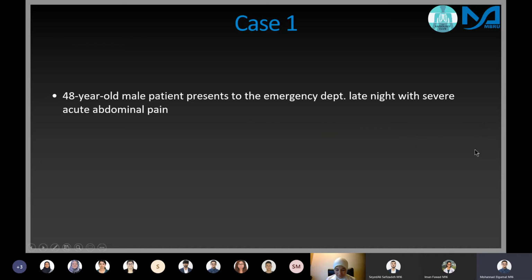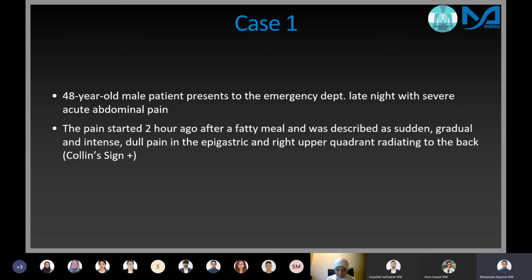So our first case is a 40-year-old man. He presents to the emergency department with severe acute abdominal pain. The pain started about 2 hours ago after a fatty meal. It was very sudden, very intense, and just getting worse and worse. It was more of epigastric, right upper quadrant pain, and it was also radiating to the back. So that's called Collins sign, which is positive, and Murphy's sign is also positive.